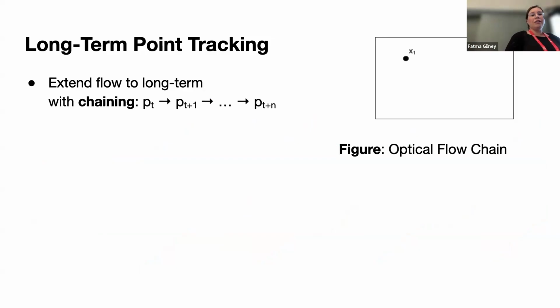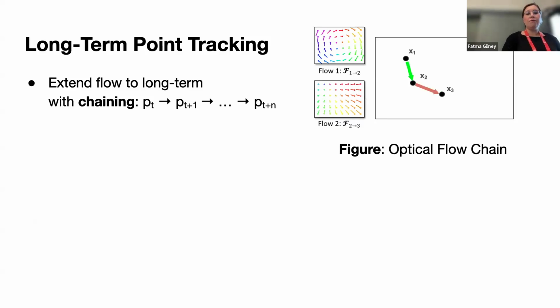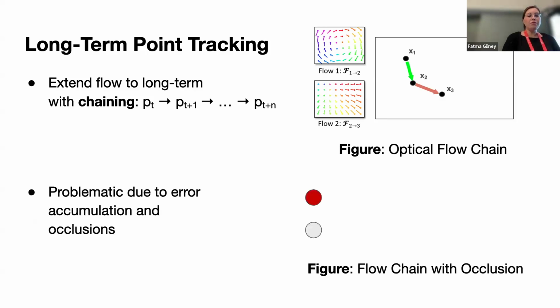But actually, ideally, if we had very good ground truth optical flow, we could extend it to long-term point tracking with just chaining, right? We have the flow from frame 1 to 2, and then we have the flow from 2 to 3. We could chain them up, right? We can achieve long-term point tracking by chaining these frame-by-frame estimations, ideally, right? What is the problem with that? When we do that, we have this problem of error accumulation due to occlusions, right?